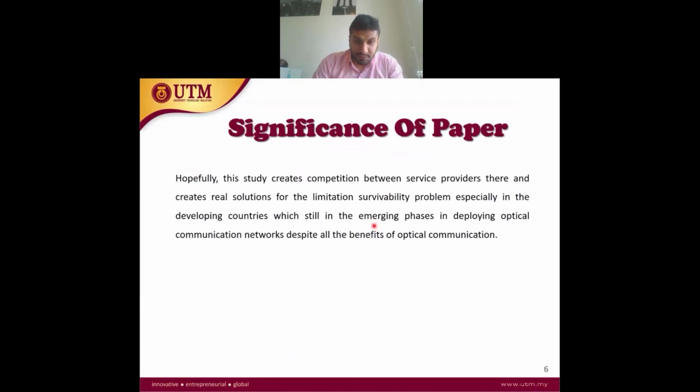Significance of the work. Actually, despite all the benefits of optical networks, unfortunately there are some countries in emerging phases, especially developing countries. So we hope this study creates a real solution for these countries to use optical networks, by creating competition between service providers and by solving the limitation of survivability problems.